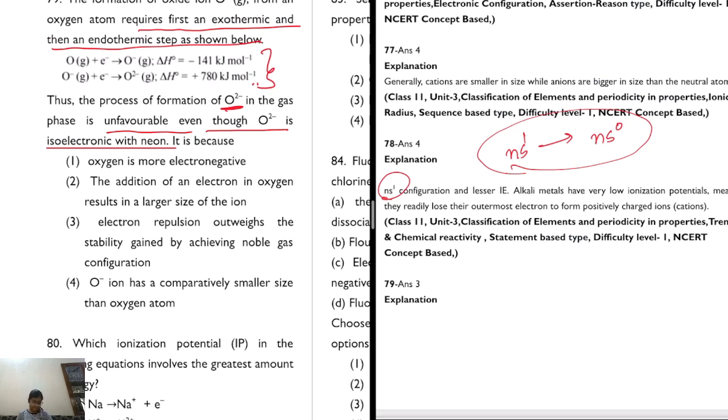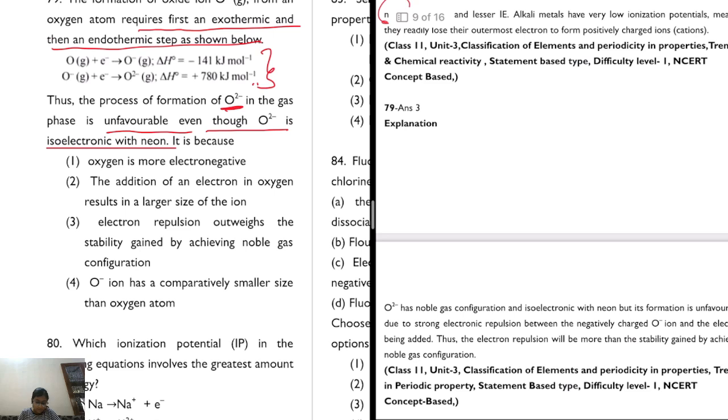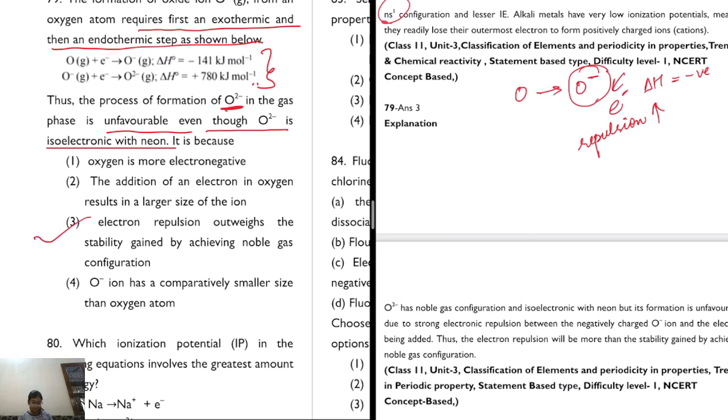when we form O negative, it will have delta H negative. Now it already has electrons. If we give it one more electron, then it will repel. With the addition of an electron, repulsion will increase. So that is why electron repulsion will outweigh the stability that will be gained by the noble gas configuration.